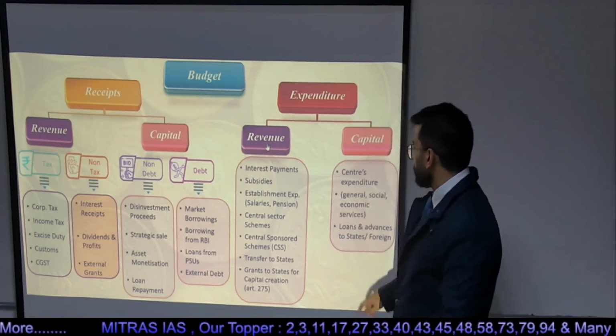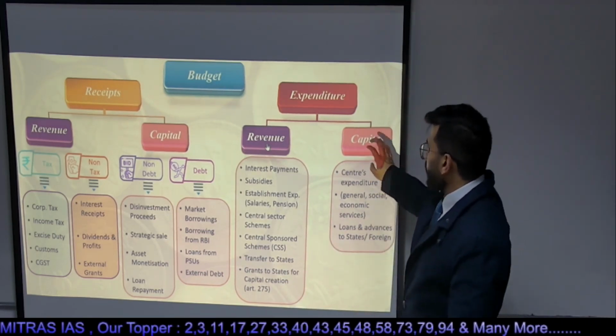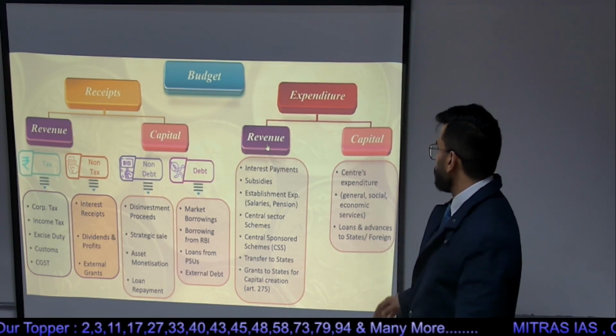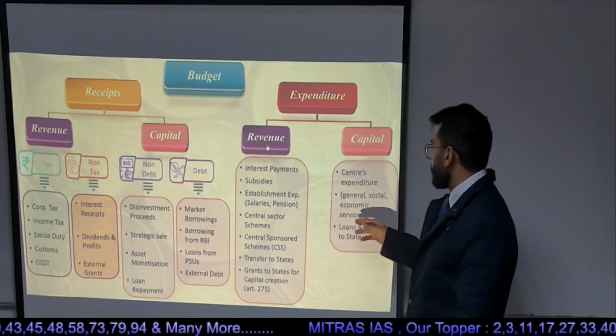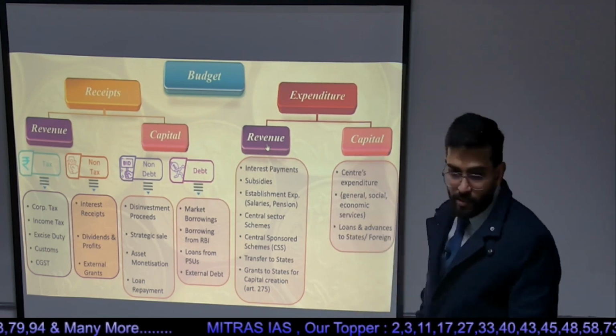And finally, you have the center's expenditure. You have capital expenditure. The center's expenditure is on different things, assets and liabilities. It can be general, social, economic services, and then loans and advances.